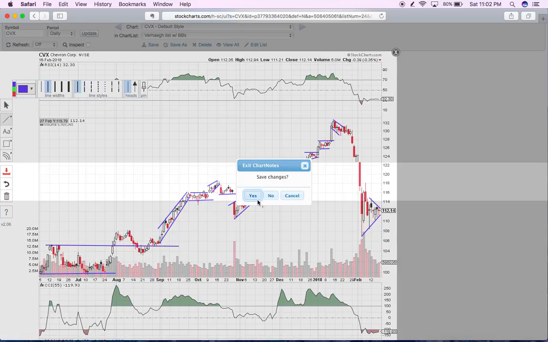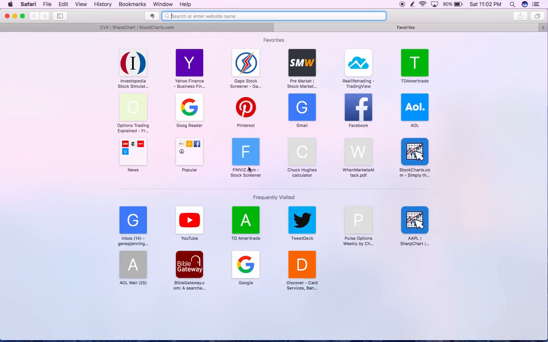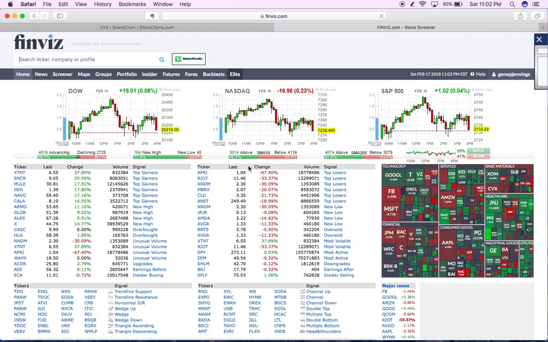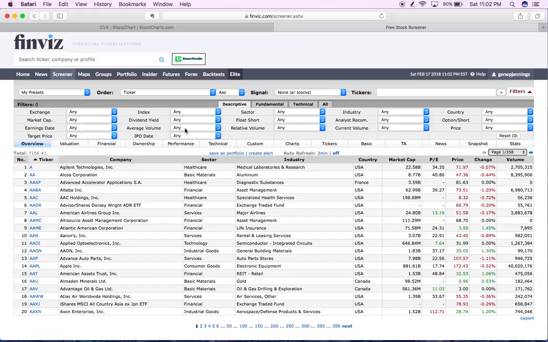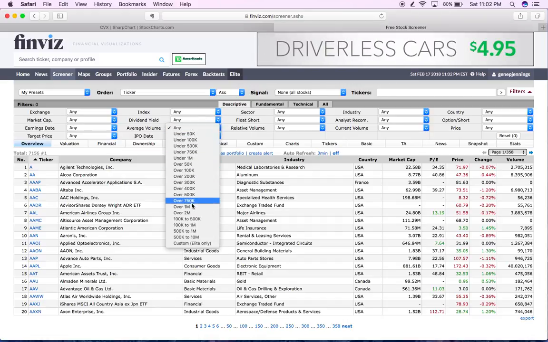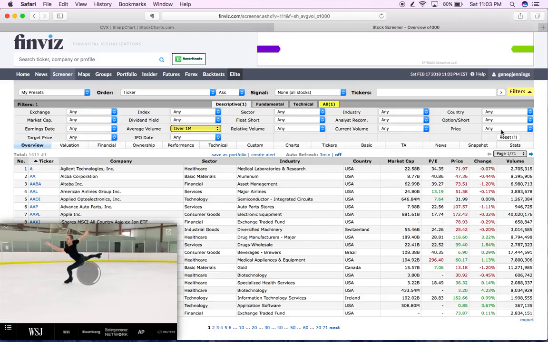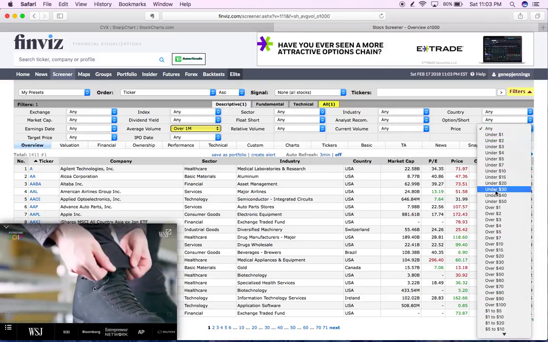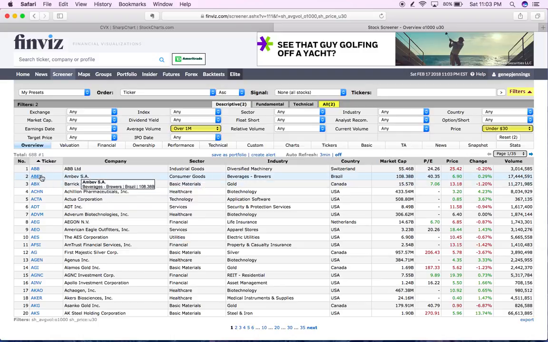Let me show you real quick that you may have noticed on our friend finviz.com. Finviz already does it for you. And so if you go to the screener, remember we looked at the screener, we looked at average volume over 1 million. Let's just narrow it down a little bit like we did the other day, under $30. And let's just see what we got here.